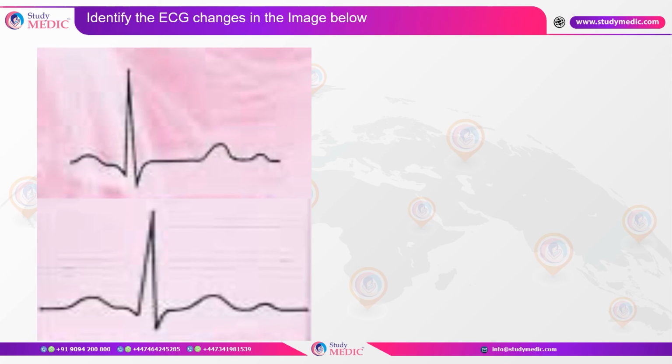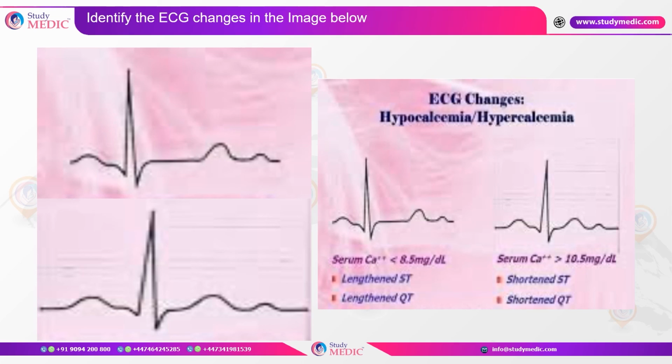Now what are the ECG changes here? Both of these are definitely abnormal. The image above this one shows a lengthened ST segment and a lengthened QT interval. This is typically seen whenever calcium levels are low, or you have hypocalcemia, and in this image you can see that there is a shortened ST segment and also a shortened QT interval. This is typically seen in hypercalcemia.